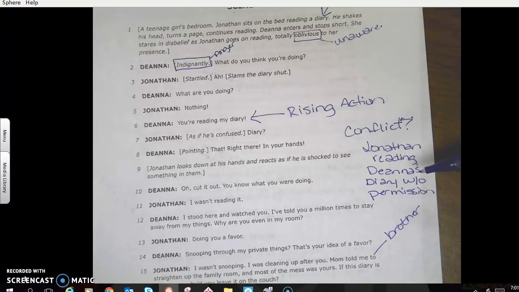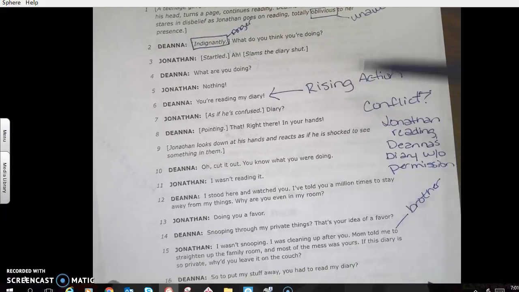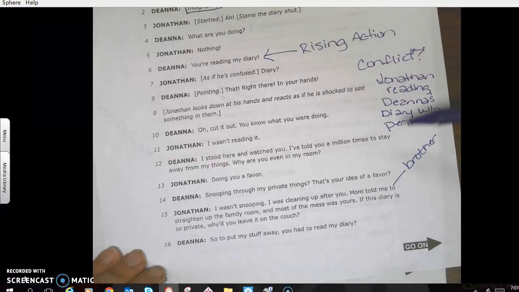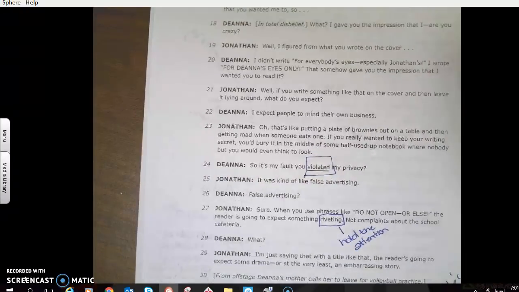Jonathan is reading Deanna's diary without permission. That's the conflict, the whole problem in this story so far. So we found out that that's her brother, and that might explain a few things.